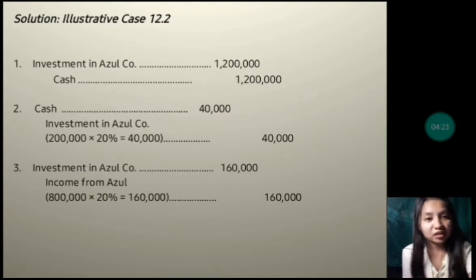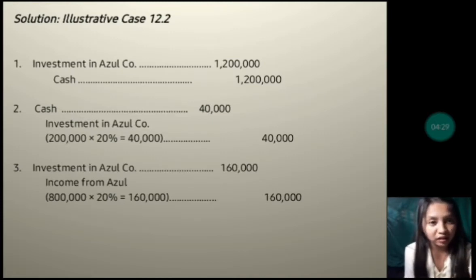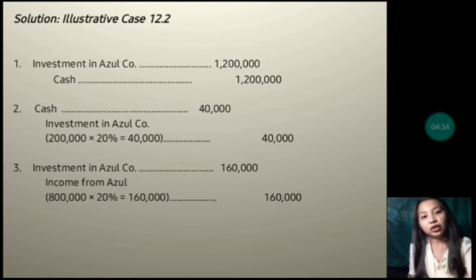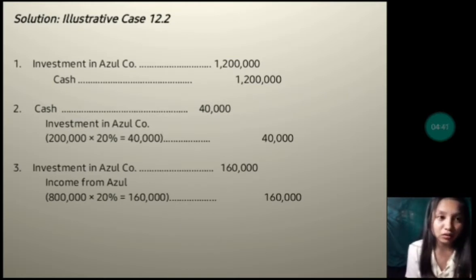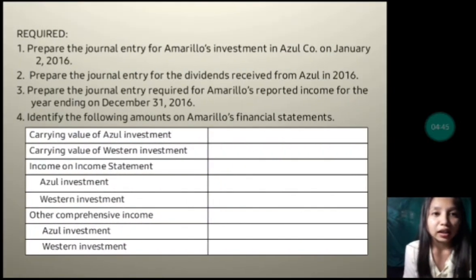So debit investment in Azul Corporation, credit income from Azul. So 800,000, this was the reported earnings for Azul in 2016. You have to multiply it by 20% as the ownership interest, and you can get the amount 160,000 pesos. This is it. And the fourth requirement is to identify the following amounts on Amarillo's financial statements in this table.